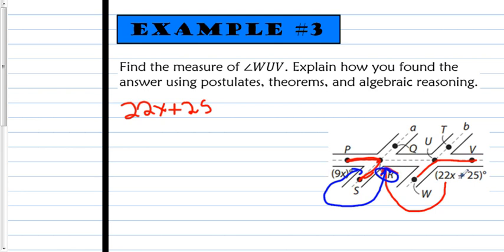So I know the angle WUV is 22x plus 25, and I know it's congruent to this angle right here because they're corresponding angles. And I know this angle, WUV's corresponding angle, plus 9x are a linear pair, or they're supplementary. So what does that mean, supplementary? It means that it adds up to 180. So 22x plus 25 plus 9x has to equal 180 degrees.